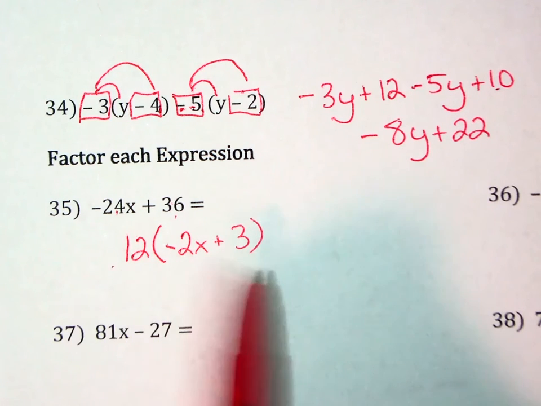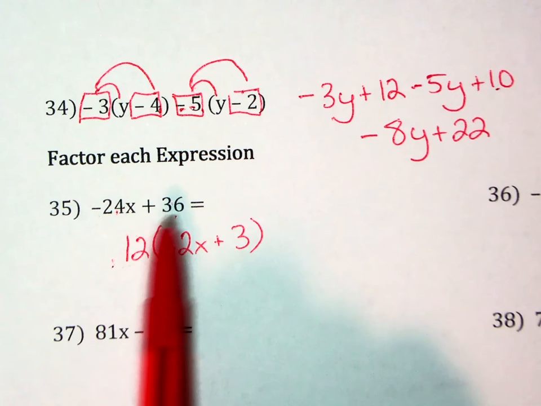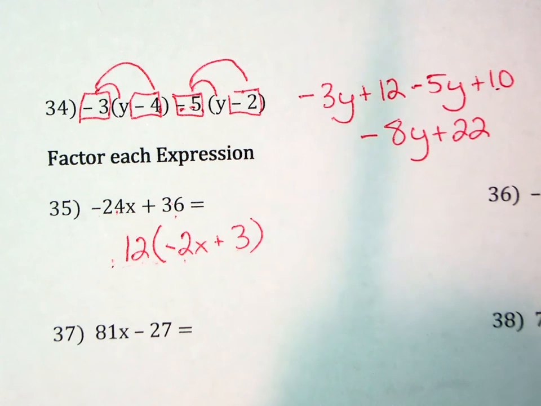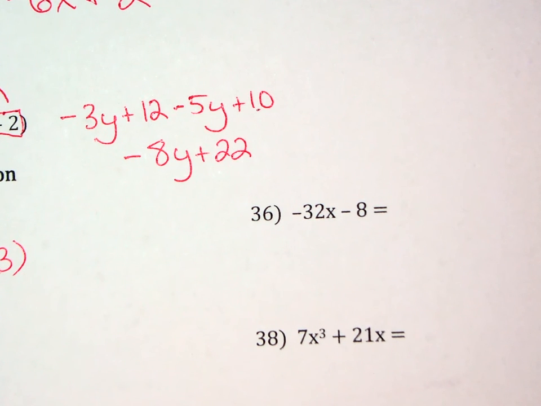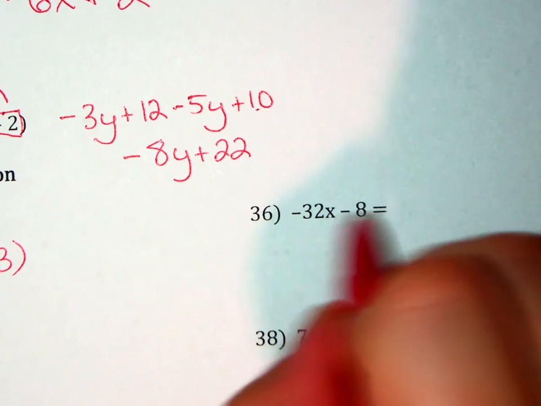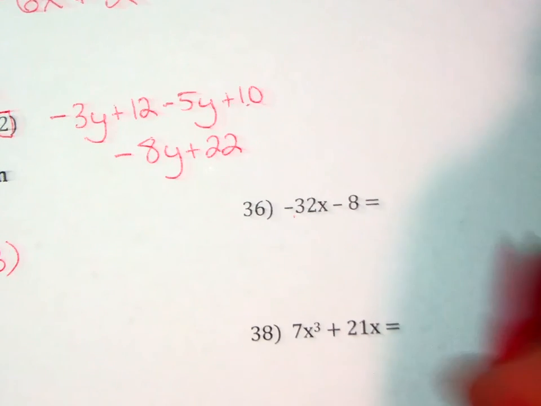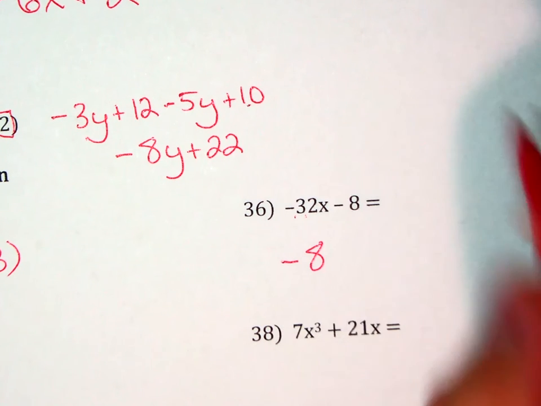So by factoring out the GCF of 12, I divide both terms by my GCF, and it leaves me with a simplified expression inside the parentheses. Number 36, negative 32x minus 8. Well, here I see that both terms are negative, so I can definitely factor out a negative, and both terms are divisible by 8. So I'm going to factor out a negative 8.